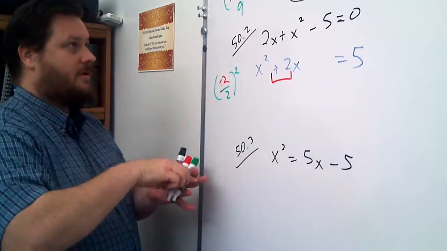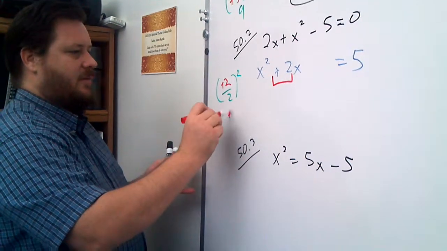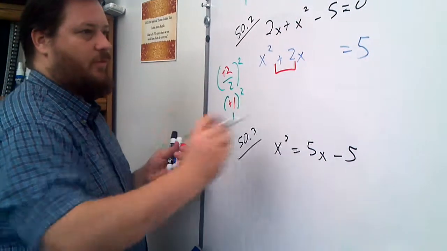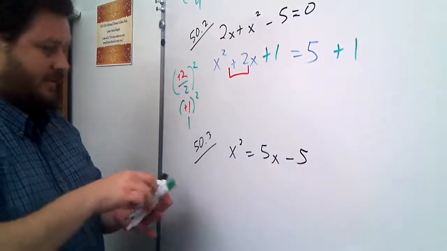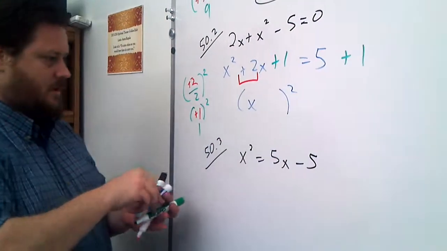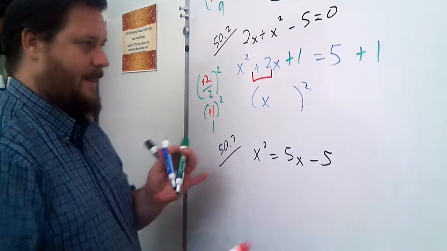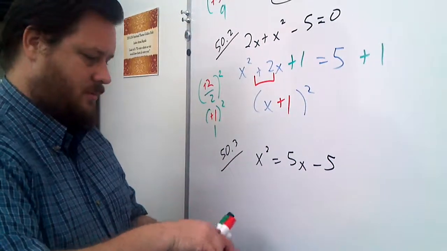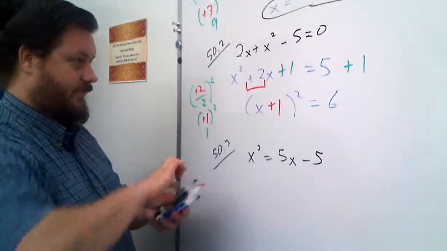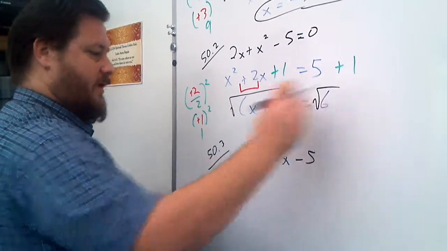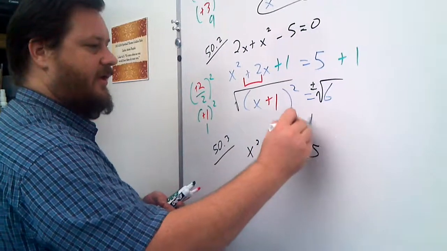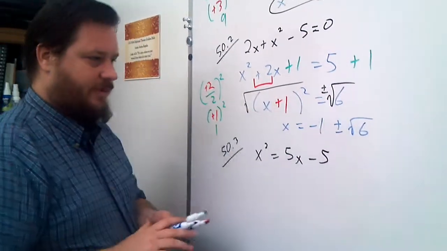Alright, so we got plus 2, and we are going to do that. And so we have positive 1, which we're squaring, which gives us a 1. So 1 is what we add to both sides. And then this becomes x plus 1 squared. Take the square root of both sides, plus or minus radical 6, and we have x. Move the 1 to the other side, and we can't simplify the radical 6.